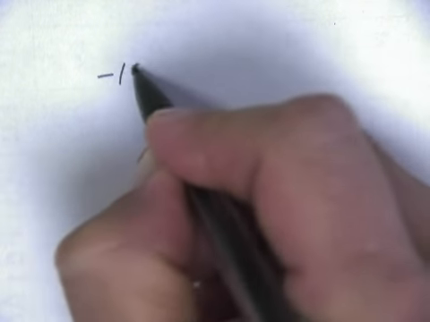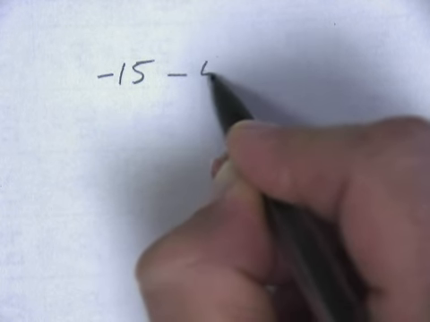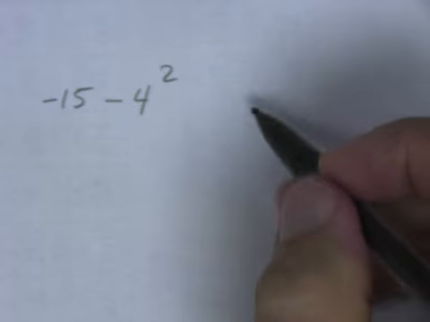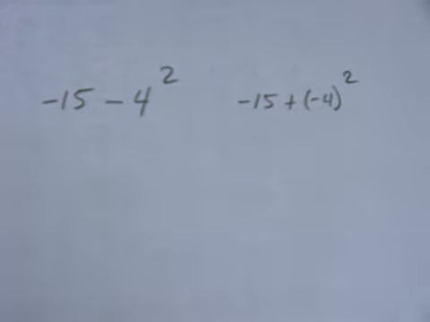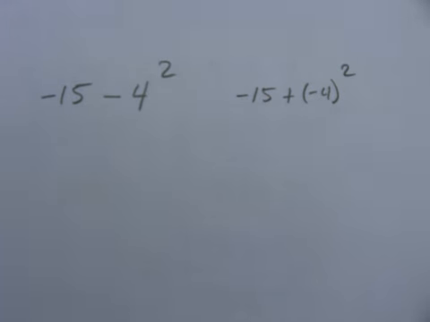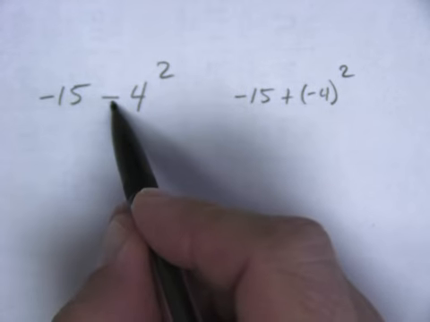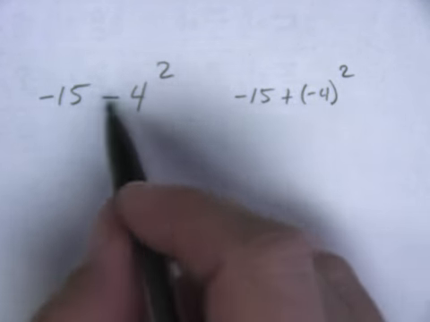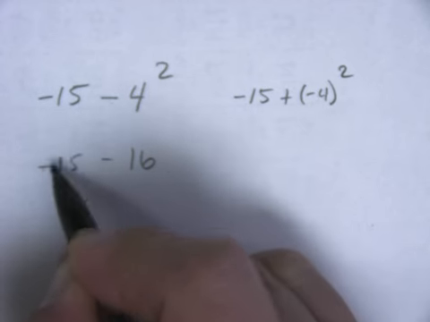Another one. Let's go negative 15 minus 4 squared. And then I think what I'll do is I'll do 2 of them at the same time. So let's go negative 15 plus negative 4 squared. Let's do that. That'll make it fun. Can I focus that in a little better? Okay, so let's do the first one. Does the 2 act on the negative? No, it doesn't act on the negative. So then it only acts on the 4, so that's 16. Bring down the negative 15.